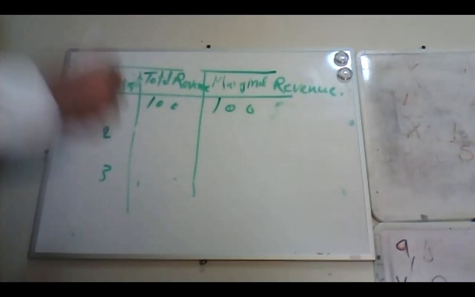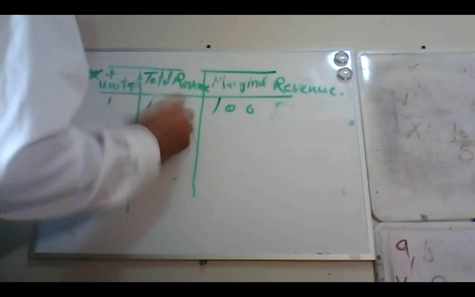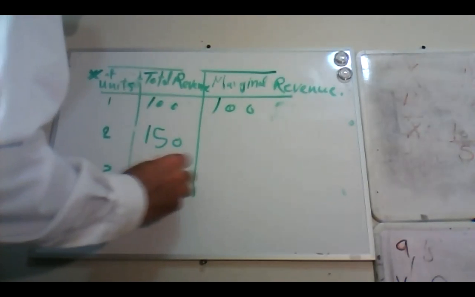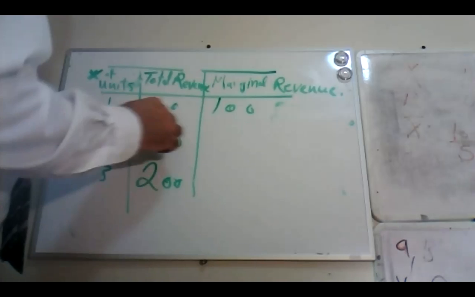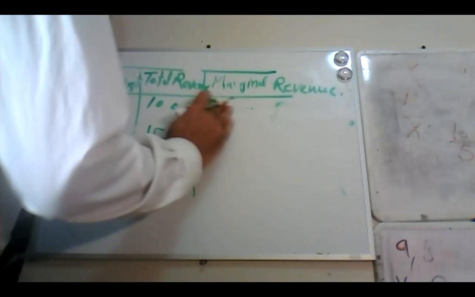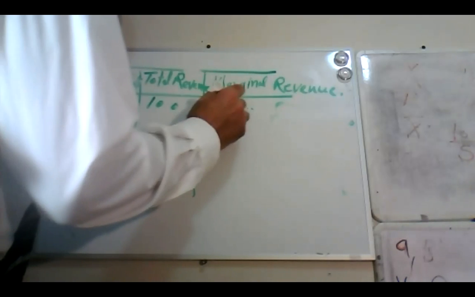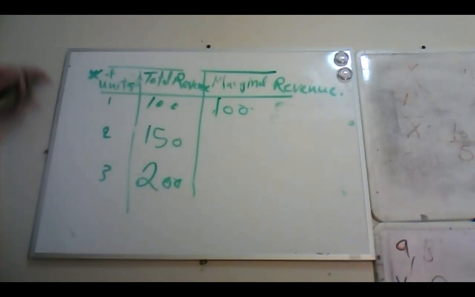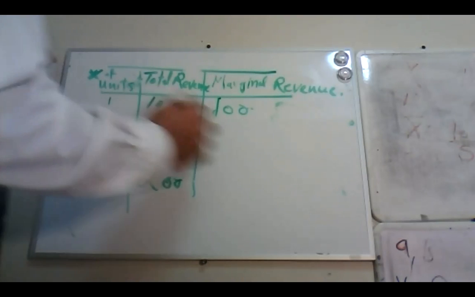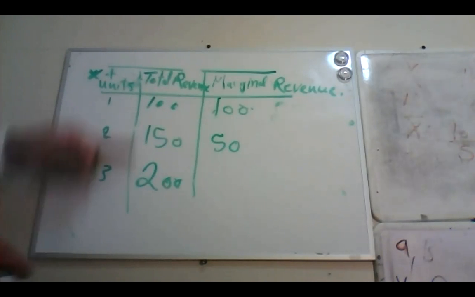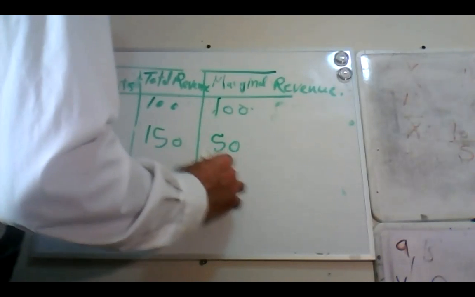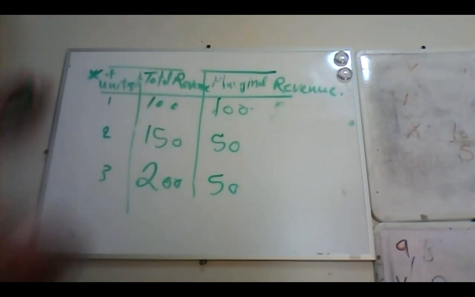Let's say here 150 and this is 200. Another example. So you will take the first number of the total and put it here. Here the 100, you will write it down here. Then 150 minus 100, that will give you 50. 200 minus 150, that will give you 50 as well. Or we can change the numbers.